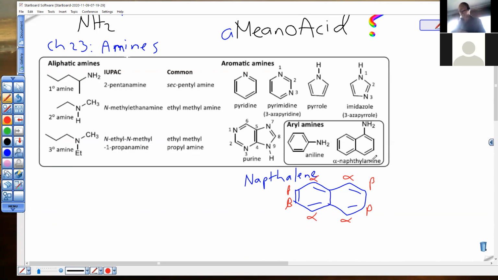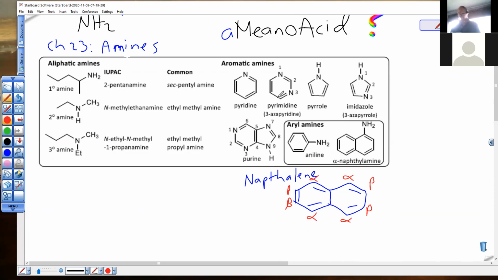And what about the numbering system of the aromatic amines? Why do we have a nitrogen as position number 1? Because the heteroatom is always position number 1. So over here it's not written, but that's the 1 position. So let's do lots of practice problems after we look at the nomenclature of things here.